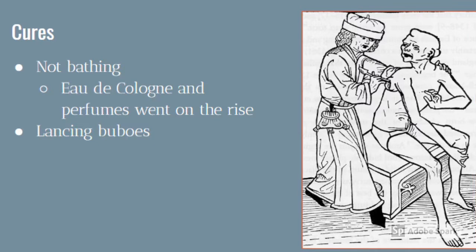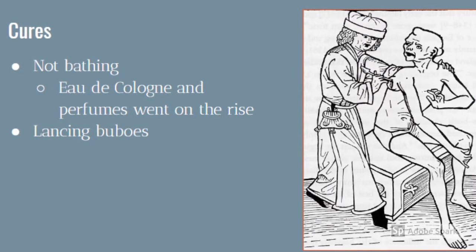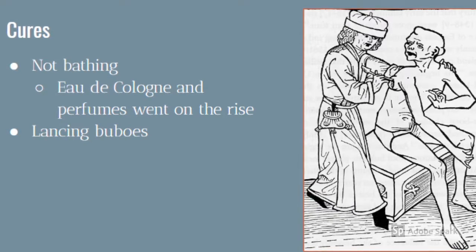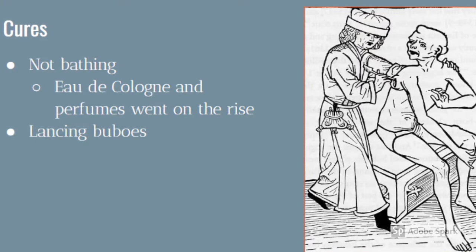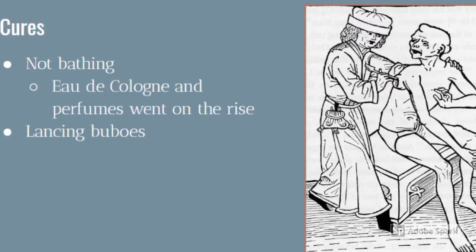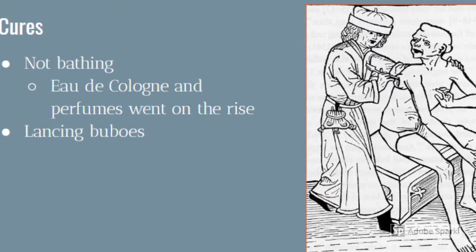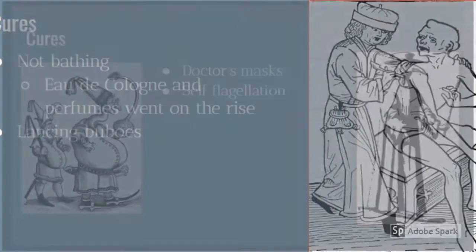Colognes and perfumes were very popular during this time because everyone smelled so bad because they weren't bathing. Flowers during weddings developed for this reason as well, not because it was pretty, but because the bride smelled, and the flowers hid it. And they would also try to lance Buboes, as we talked about earlier, as a cure for the plague. This would be extremely painful, as they had no way to numb the area.